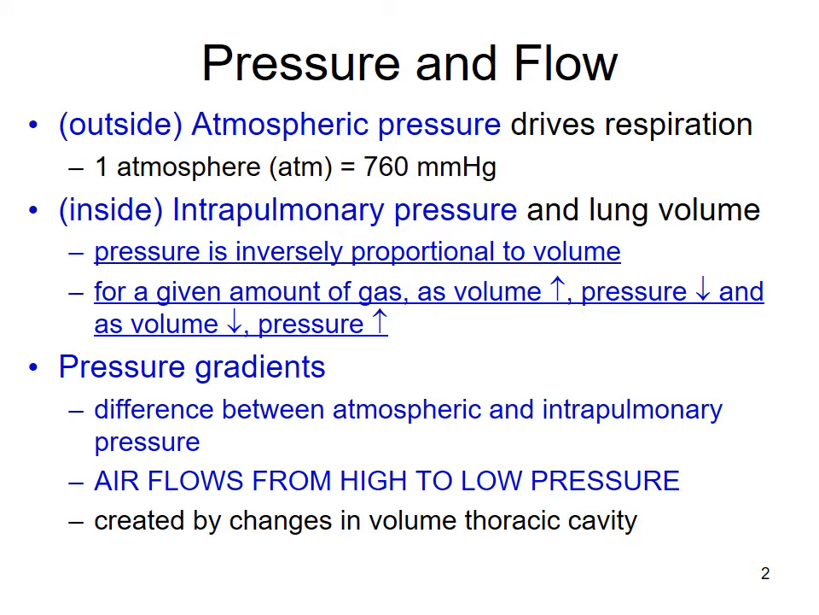As you can see in the middle of the slide, it says intrapulmonary pressure and lung volume go hand in hand, because the pressure is inversely proportional to the volume of the lungs. If the volume of the lungs is high, meaning that the lungs are expanding, the intrapulmonary pressure will be low. On the other hand, if the lungs are compressed and volume decreases, the intrapulmonary pressure will start increasing. So it's an inverse relationship between the size of the lungs and the pressure that it's generating.